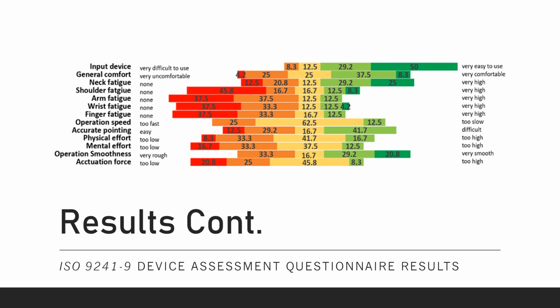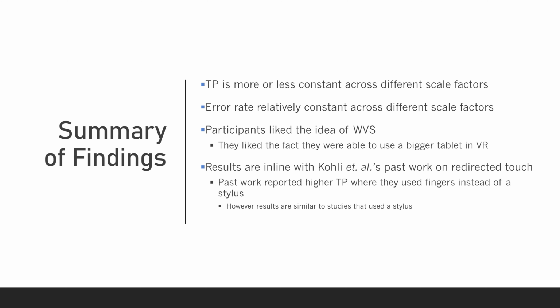Last but not least, the device assessment questionnaire showed that overall the device was easy to use and required low physical and mental effort. To summarize, participants liked the idea of warped virtual surfaces and the fact that they were able to use a larger panel in VR. We found that throughput and error rate were more or less constant across different scale factors. However, in terms of movement time and target entry count, we found significant differences, especially for higher scale factors. Our results are in line with Coley's work in redirected touch.